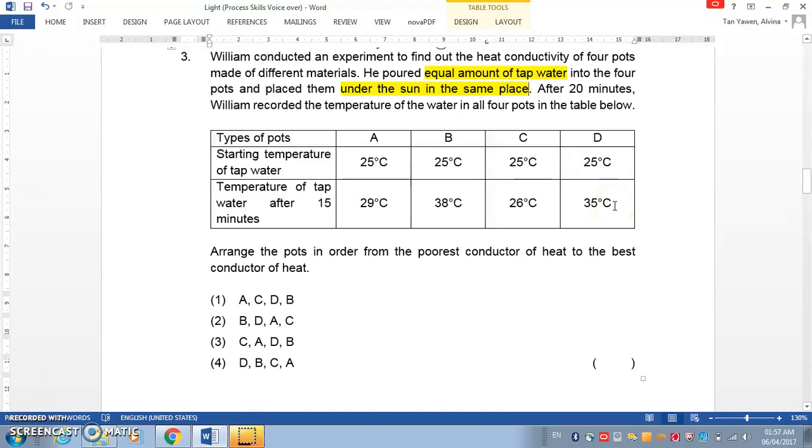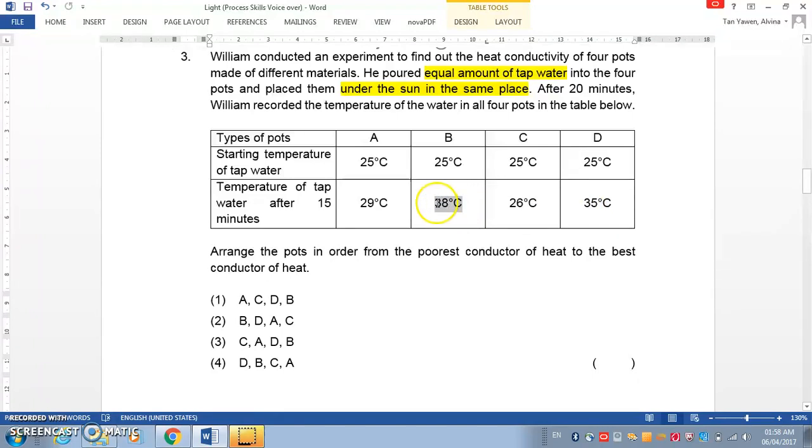So, which one is made of the best conductor of heat, and which pot is made of the poorest conductor of heat? We recall, the best conductor of heat is able to allow heat to travel through it faster. Because it allows heat to travel through it faster, it will definitely get warm at a quicker time.